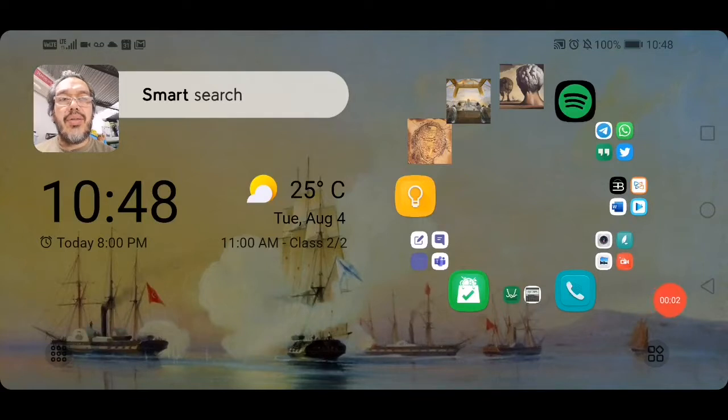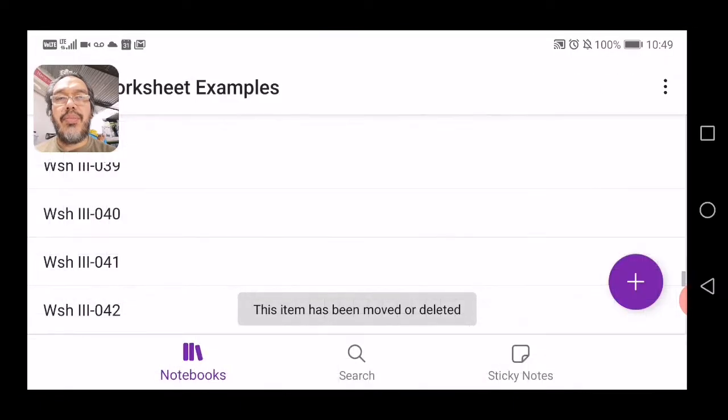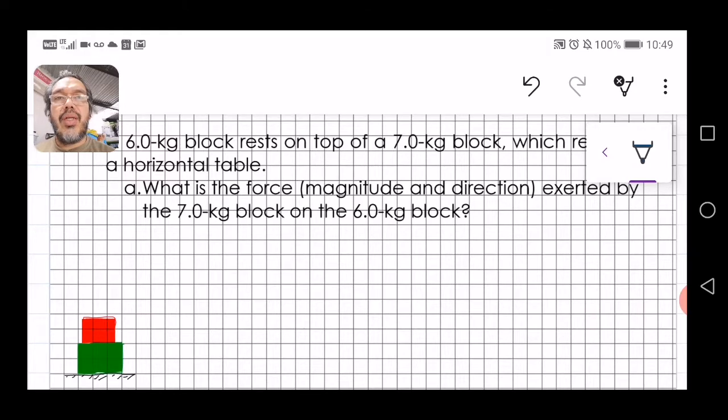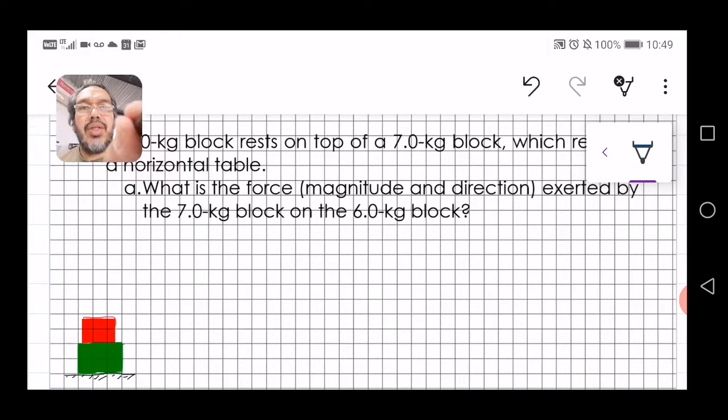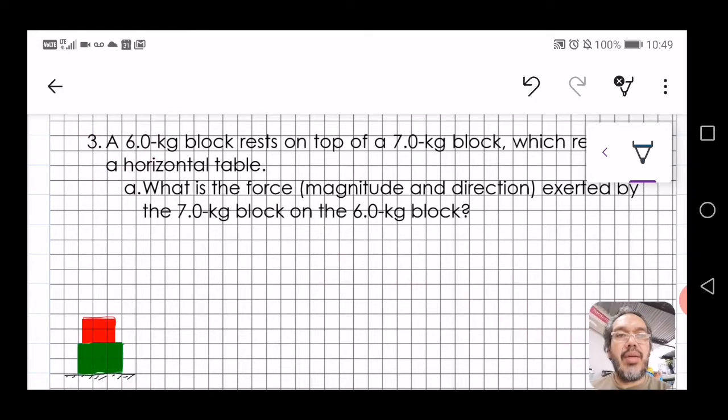Hello guys, so we will continue today on our series for solving problems using Newton's laws. Let's look a little bit closer at these action and reaction forces that we have been talking about. Let's start by reading number 3 for you.